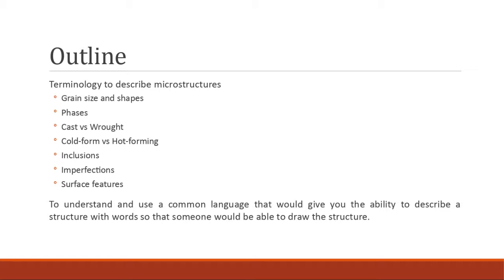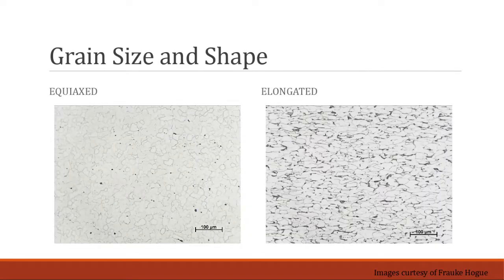So the whole purpose is to not only understand but also use the common language that would give you the ability to describe a structure to somebody, and then they can in turn draw it out. So you have to be able to visualize what the person is describing and picture it. One of the first things to start covering is the simple thing: grain size and shape. What we're talking about when we look at microstructures is how the grains are shaped.